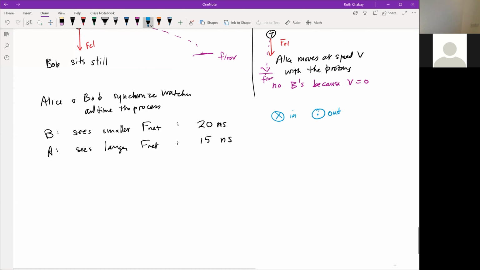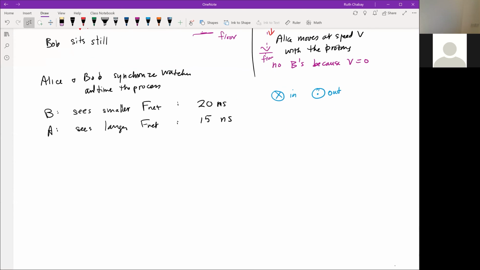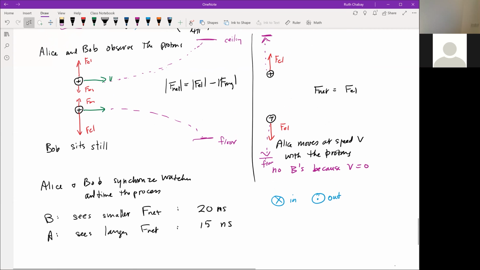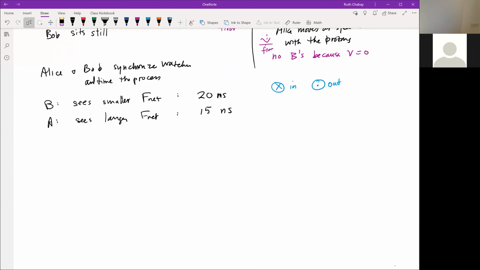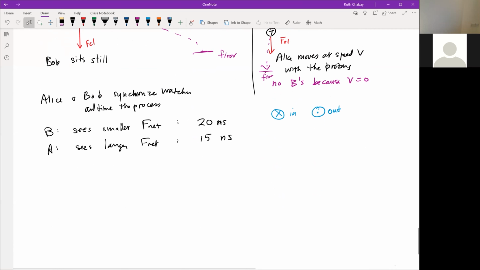So the two of them actually think this process takes different amounts of time. How can that possibly be? Well, this is actually the problem that really puzzled Albert Einstein. And in fact, his paper on special relativity is actually entitled "On the Electrodynamics of Moving Bodies." It's about electric and magnetic interactions of moving objects, moving charged particles.